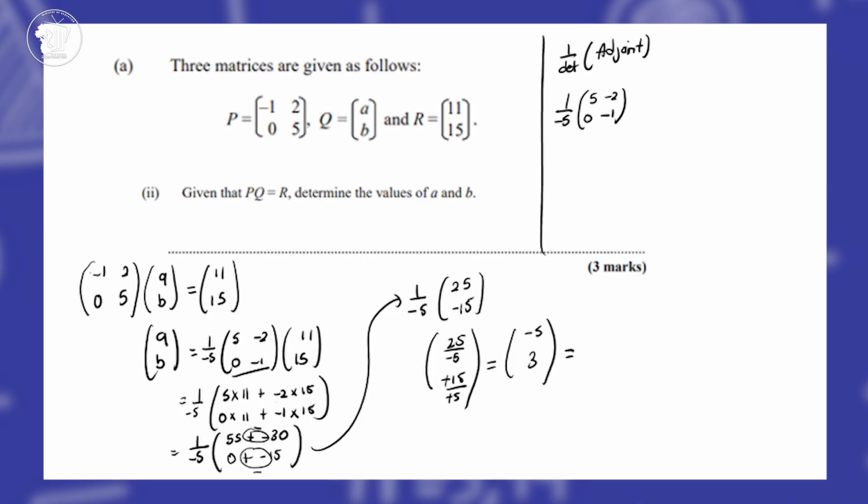Hence, I can say this is equal to A, B, because that's what we were finding all along. So, therefore, we can say A is equal to -5 and B is equal to 3. And that would be our answer for A and B.